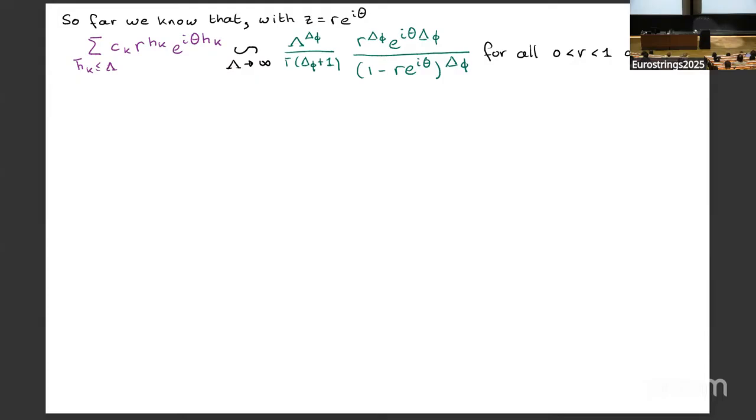So this is what we know, right? I substituted z equals r e to the i theta. I have this left-hand side, and as lambda goes to infinity, it looks like the right-hand side for all values of r between 0 and 1 and any real theta. Right? This is completely fine.